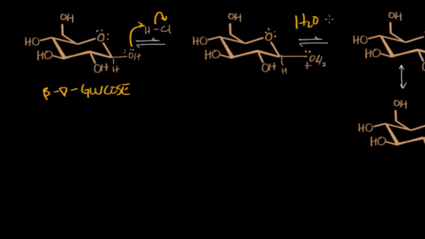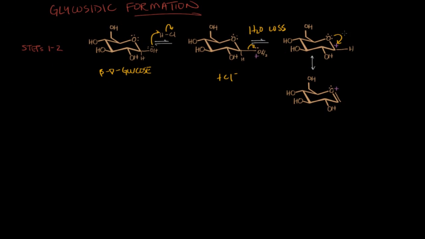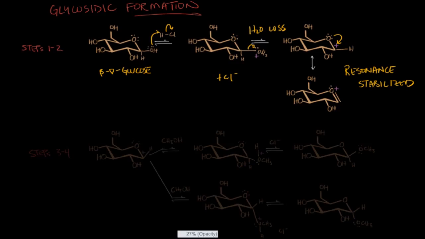We've got H2O loss, and then we have from the previous step this additional chloride anion. So we've got that chloride anion, and you can see that when we lose that water, we end up with a carbocation right here, because these electrons left. We've got this cation right here, and it happens to be, as you can see in this image, resonance stabilized, and that's important. This product right here is resonance stabilized, and the planar nature of that is going to be important in steps 3 and 4. So let me pull those in.